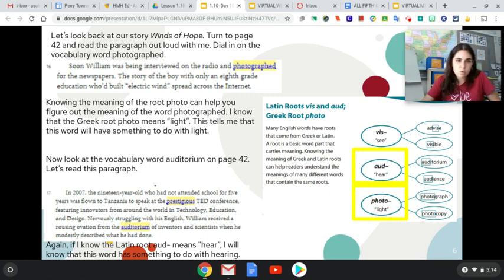Now let's look at page 42 again, and let's read the 17th paragraph. So the paragraph right underneath.